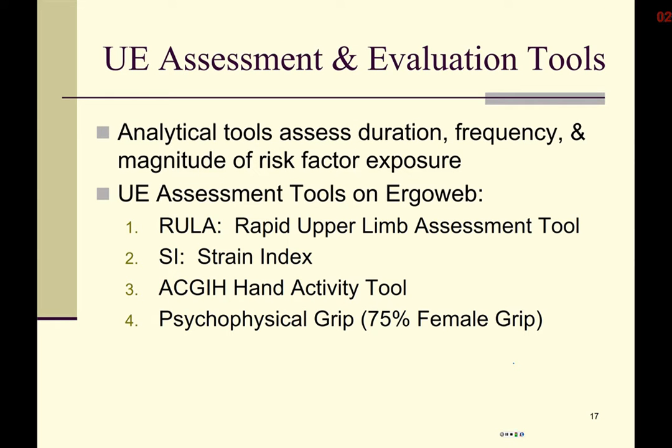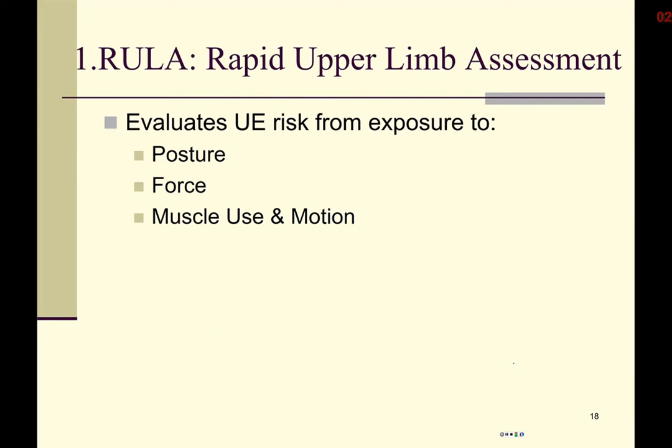In ErgoWeb, there are 4 upper extremity assessment tools. We are going to be looking at the top 3 listed here. The 4th one is available if you would like to use it. It's very similar to the psychophysical manual material handling tools, except you don't have a choice on industrial population. It is specifically set for 75% female. You don't have a choice on male, female, or other percentages. But the first tool we're going to look at is UE-RULA.